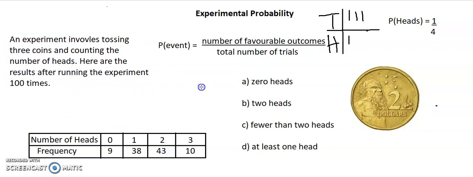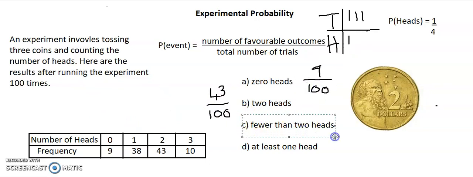Now let's look at 0 heads. Well, 0 heads is the number of favorable outcomes. So we got it 9 times, and the total number of trials was 100. So it's 9 out of 100. Likewise, with getting 2 heads, I got 2 heads 43 times, and that was out of a number of trials of 100. So it's all just thinking about what it means, and it's very similar to what we've already done.